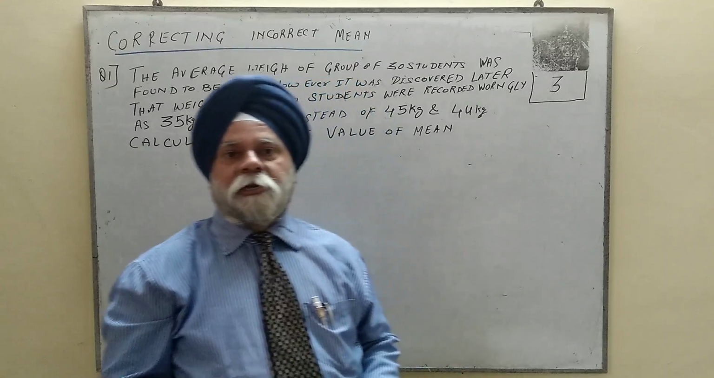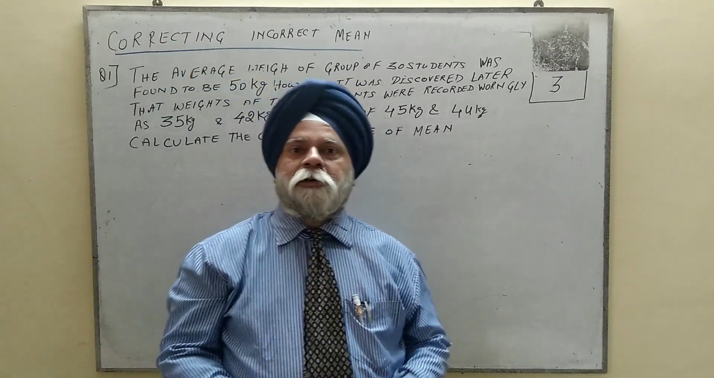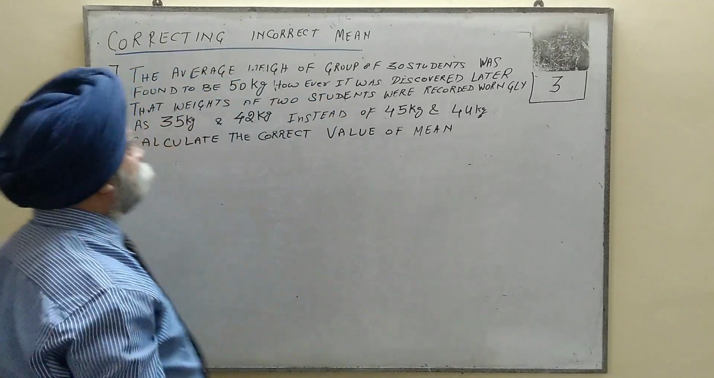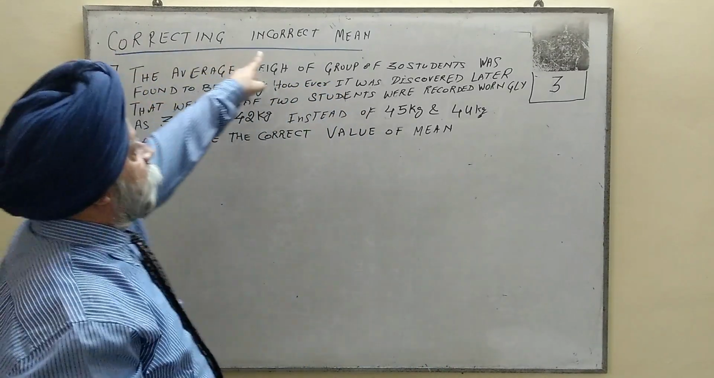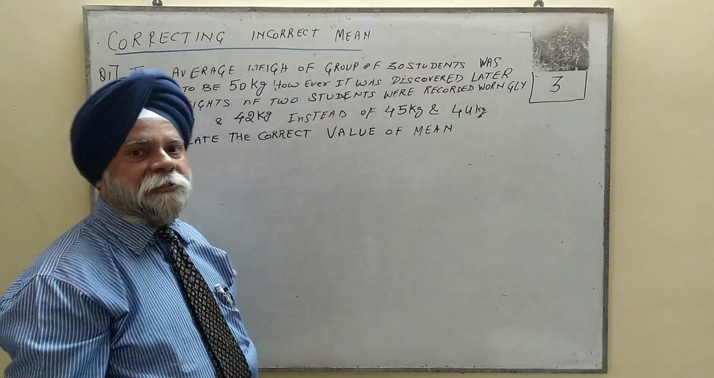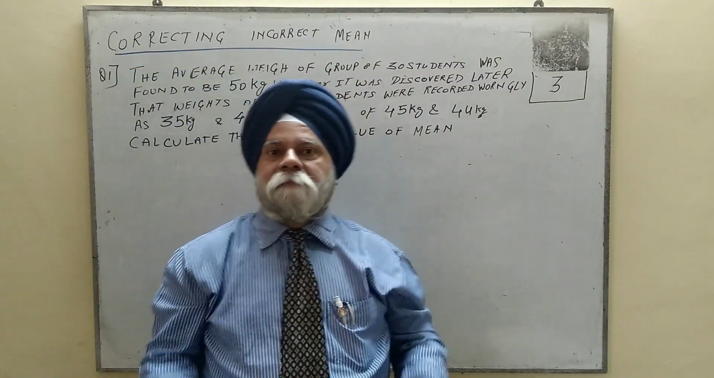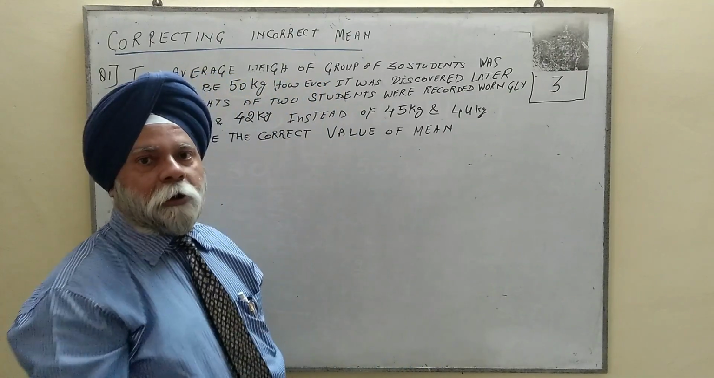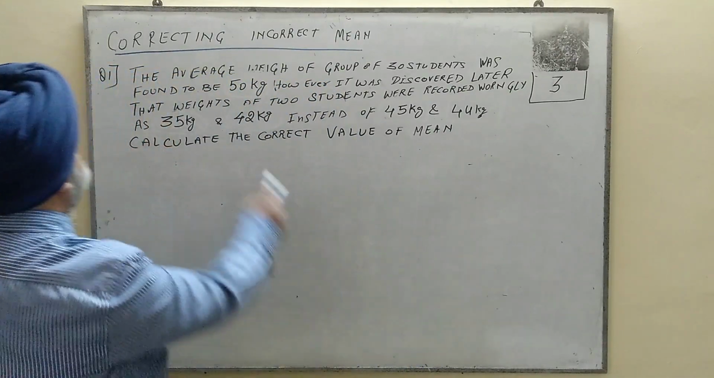In this lecture, we will be discussing two major topics. The topics are correcting incorrect mean, and the second topic is combined mean. Let us take one example of correcting incorrect mean.